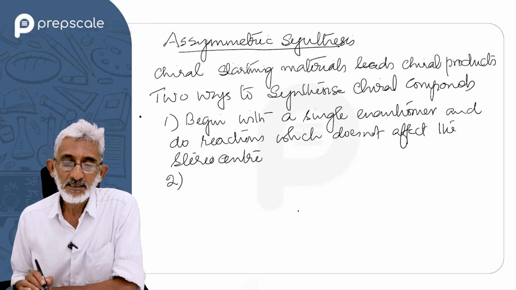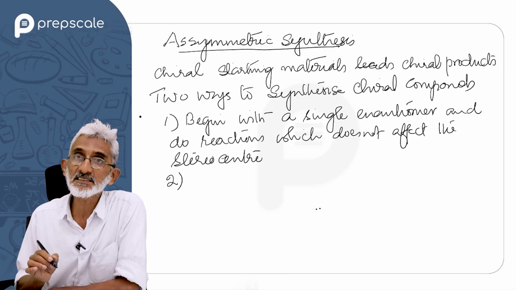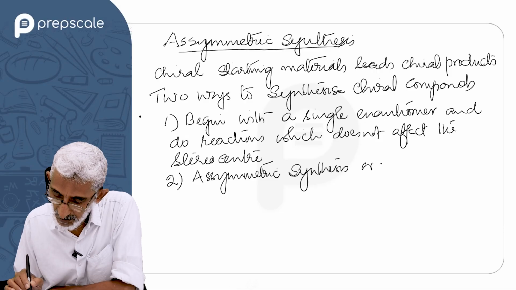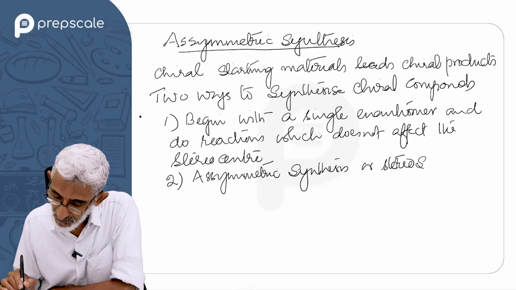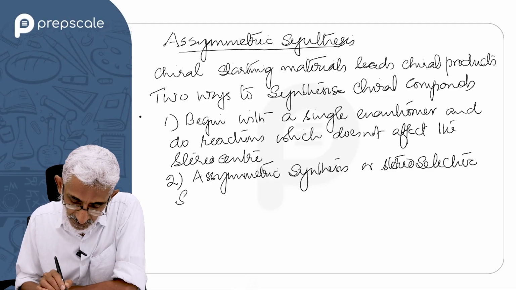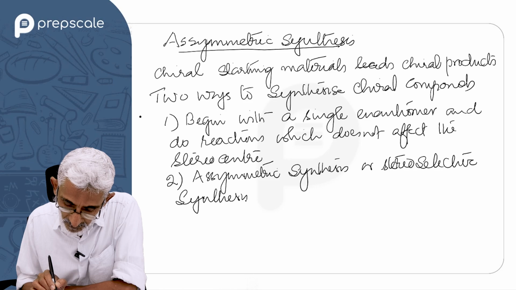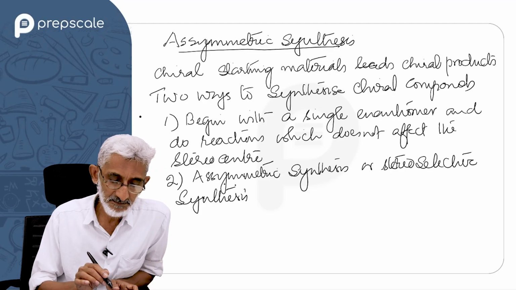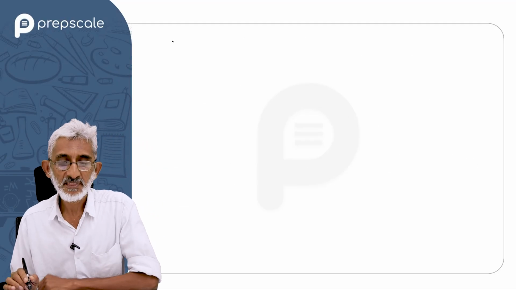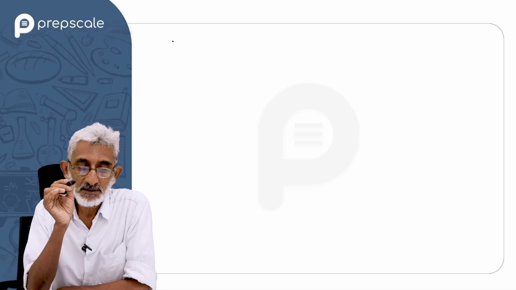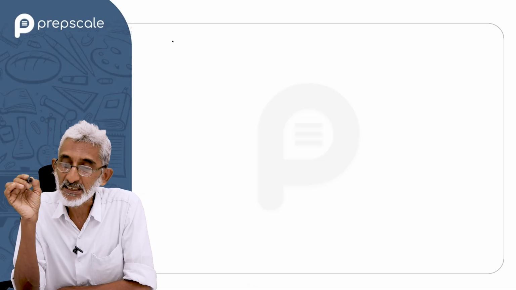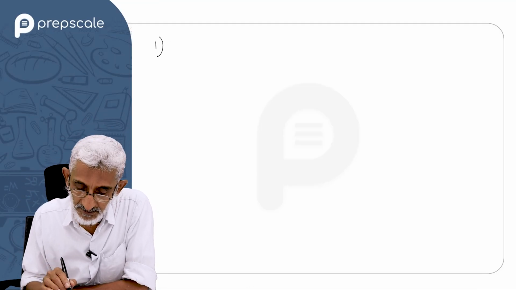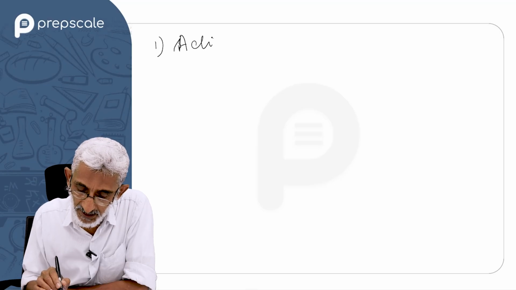Number 2, what we are going to discuss, is asymmetric synthesis or stereoselective synthesis. Now, let's look at asymmetric synthesis. I told you there are basically 4 methods by which you can achieve asymmetric synthesis. One is having an active substrate. Start with an active substrate.